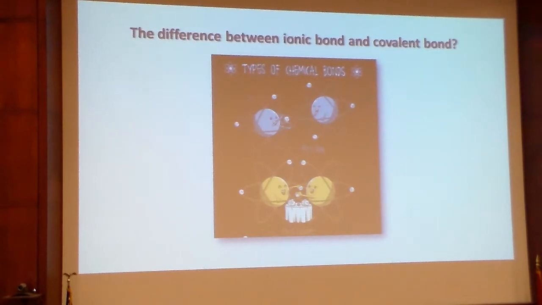What about covalent? Covalent bond. What does it mean? You share electrons. That's covalent. So with ionic bond, you give away an electron, but with covalent, you share electrons. We call it covalent bond. So it's the way you look at it.